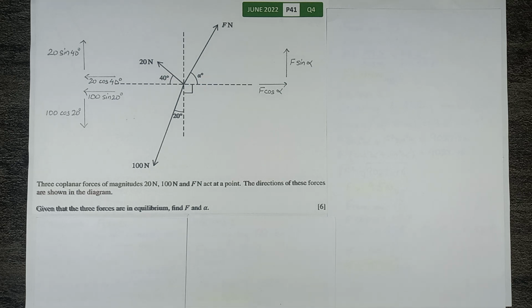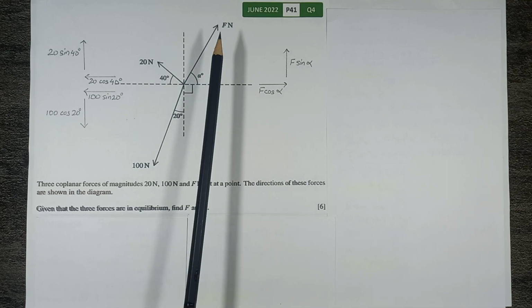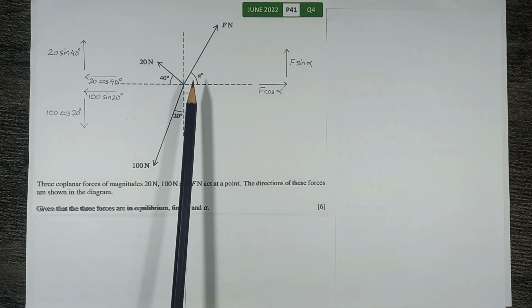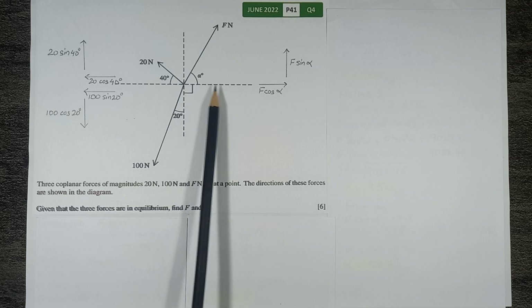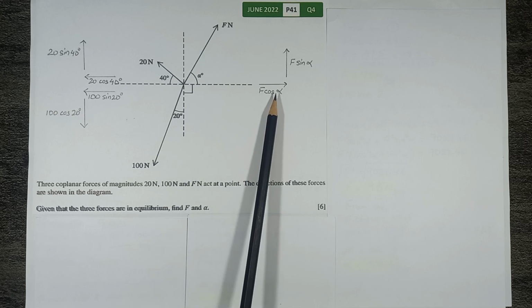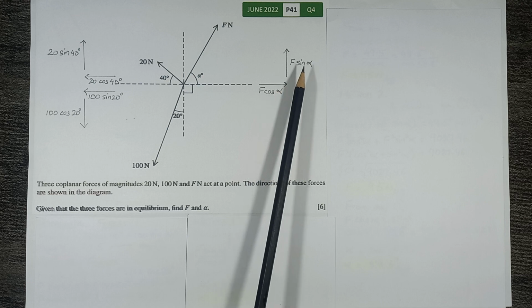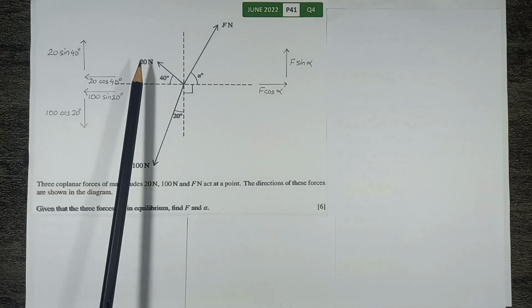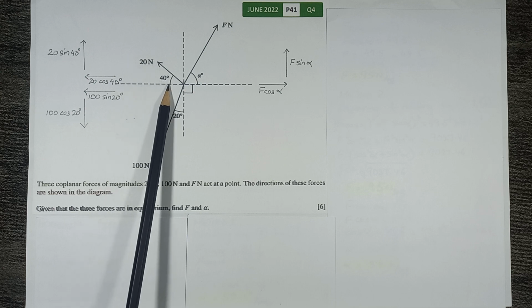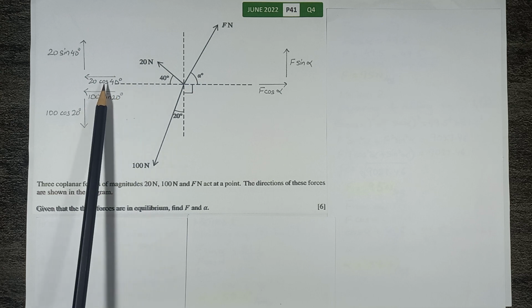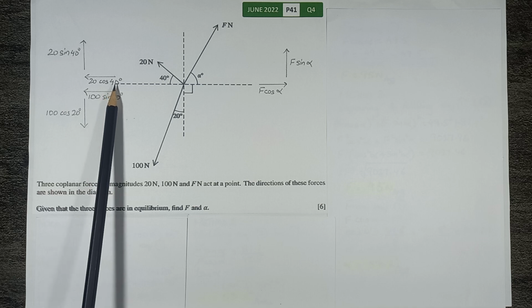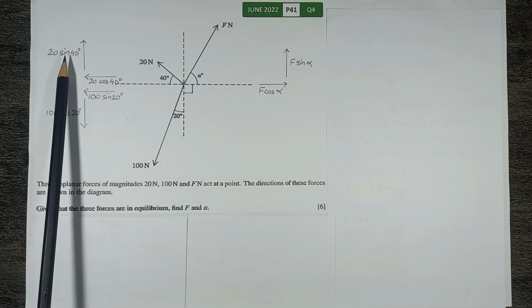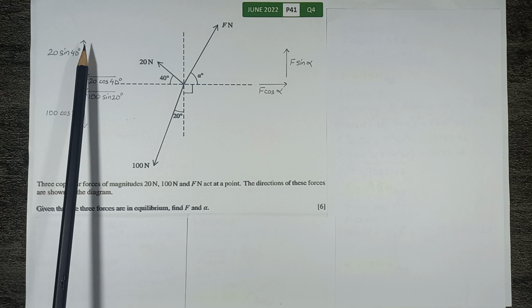As we can see in the diagram, I have split up the horizontal component as well as the vertical component. So if we just look at F Newton and angle alpha, which is with the x-axis, the horizontal component of that would be F cos alpha and the vertical would be F sin alpha. Similarly, the 20 Newton force makes an angle of 40 degree with the x-axis, so the horizontal component would be 20 cos 40 degree and the vertical would be 20 sin 40 degree pointing upward.